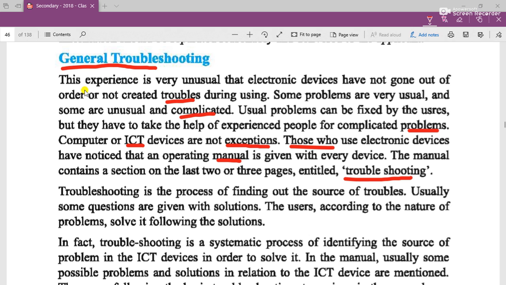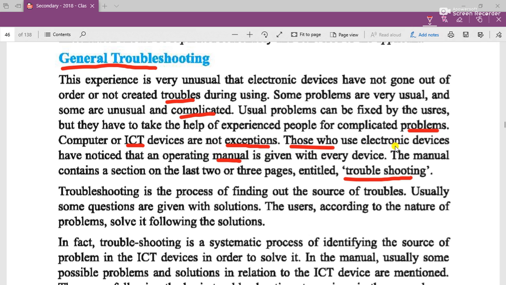So general troubleshooting: we already know that it is very unusual for electronic devices not to go out of order or create troubles during use. Some problems are very usual and some are unusual and complicated. Usual problems can be fixed by the users, but they have to take the help of experienced people for complicated problems. Computer or ICT devices are not exceptions.